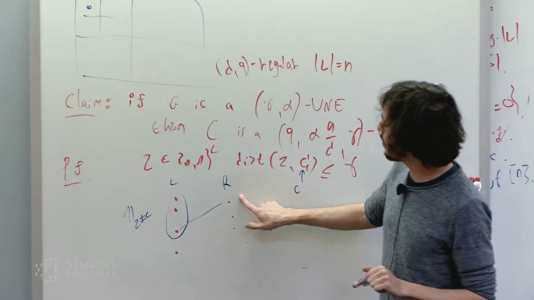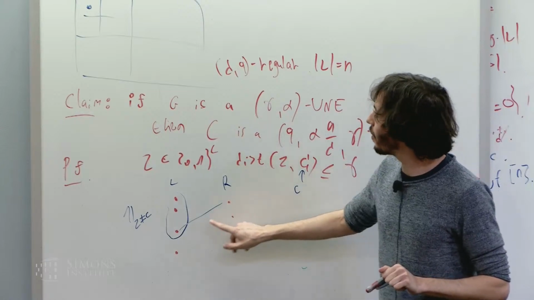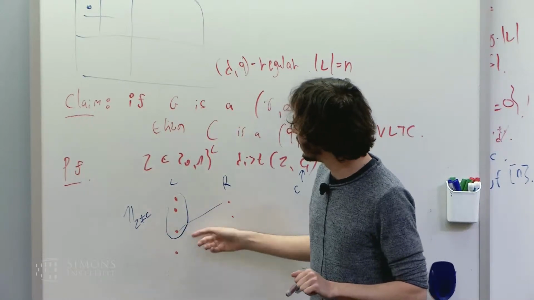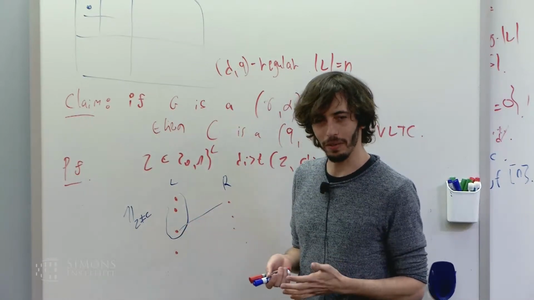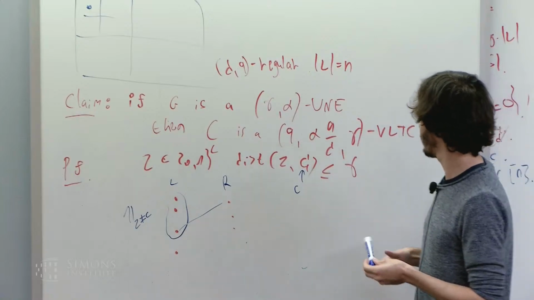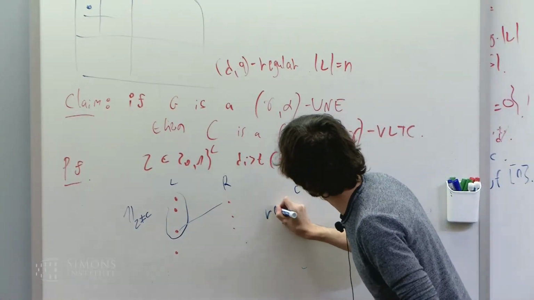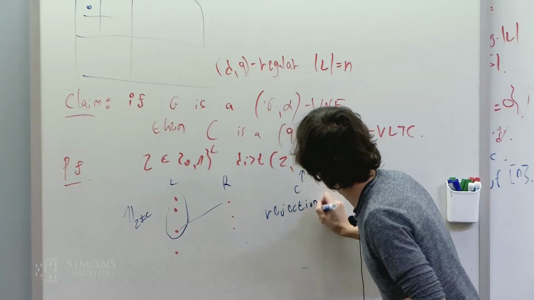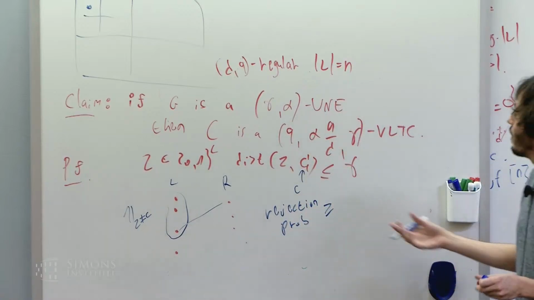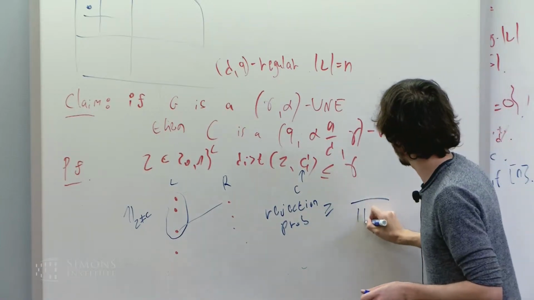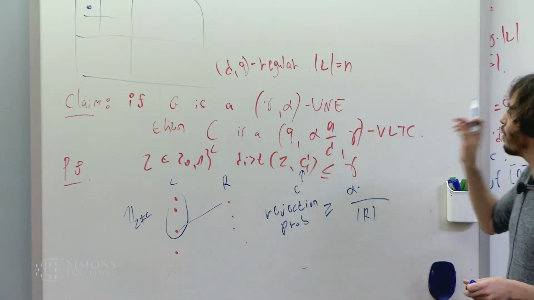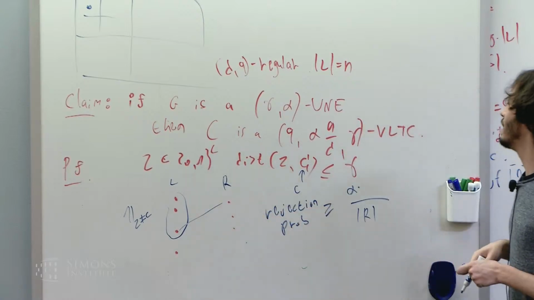If we have some vertex on the right side, and it only has one neighbor inside our set, then we see that the XOR is going to be 1 and not 0, right? So the rejection probability is at least the number of unique neighbors divided by R. So they are at least alpha times the size of the set.